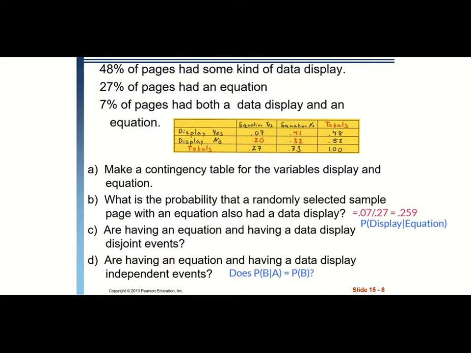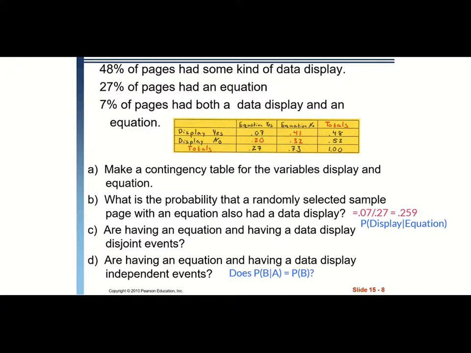Now we can test independence mathematically using this equation down here on the bottom. Does the conditional probability of B given A equal the same thing as just the overall probability of event B? In other words, we have some event, in this case event B. Is that the same as the probability of event B after A has occurred? Is event A affecting the probability of event B? So let's apply it to what we did in part B here. Okay, so to start off, event B is the display, probability of getting a display. And event A is the probability of picking a page with an equation.